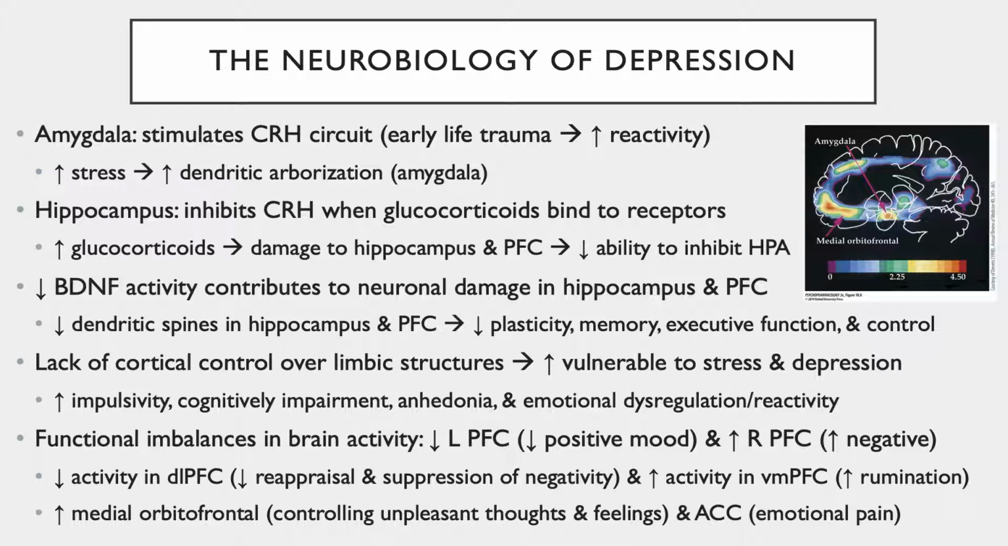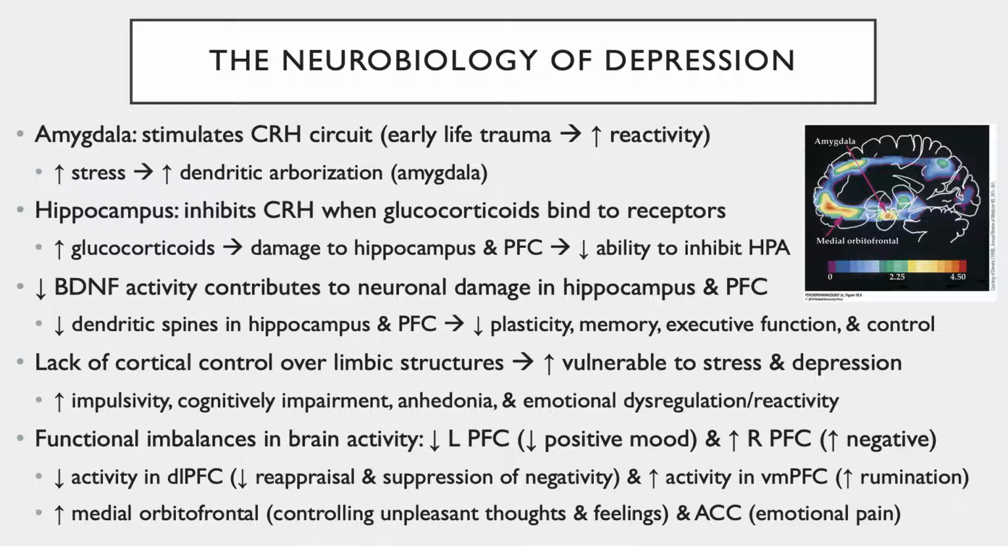Low BDNF activity contributes to neuronal damage in the hippocampus and the prefrontal cortex. It is associated with fewer dendritic spines in these areas, which leads to limited plasticity, memory impairment, executive dysfunction, and limited control over the limbic areas, which means more emotional lability. Lack of cortical control over limbic structures is associated with vulnerability to stress and depression. It's very important that the prefrontal cortex is able to control the limbic regions. Otherwise, the individual is likely to experience high levels of impulsivity, cognitive impairment, anhedonia, and emotional dysregulation and reactivity.